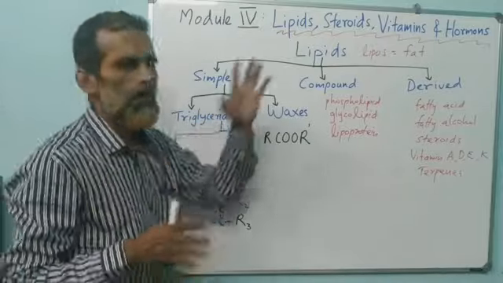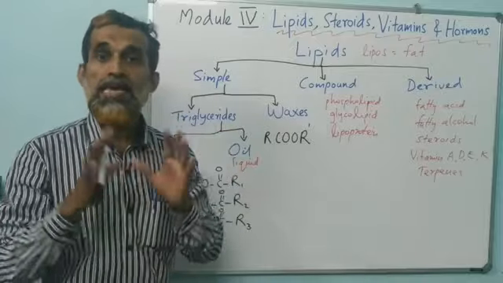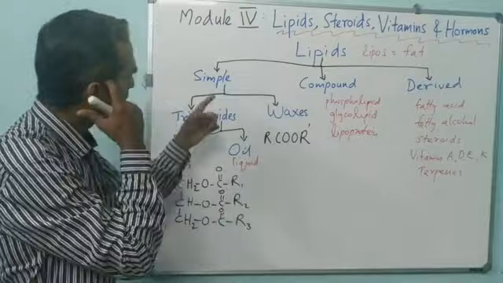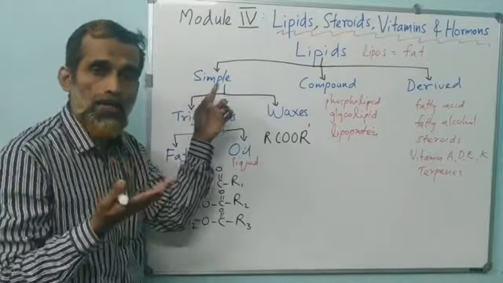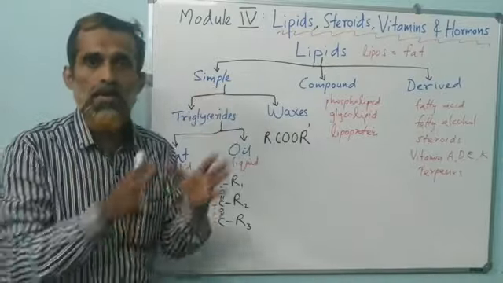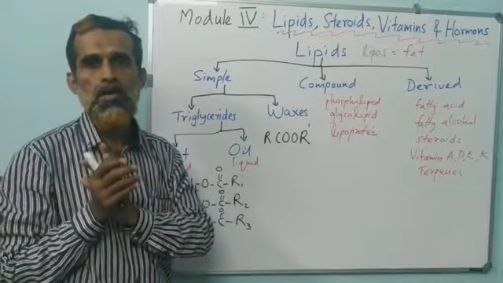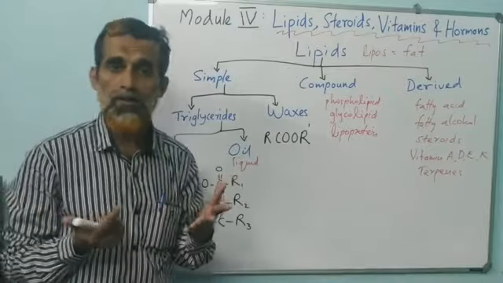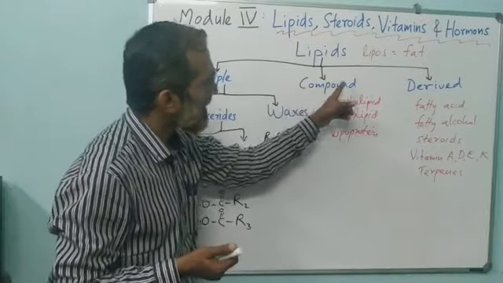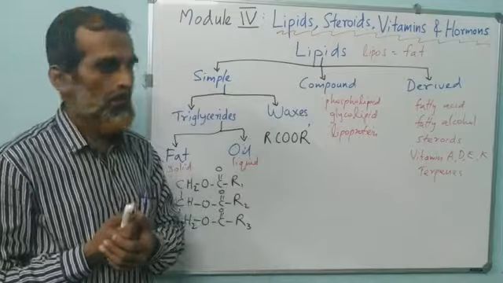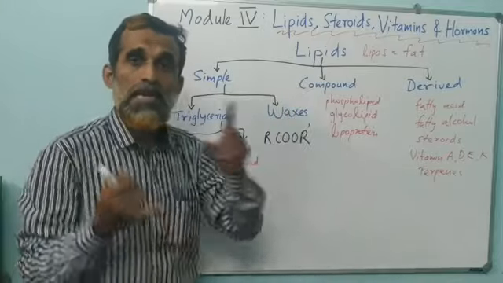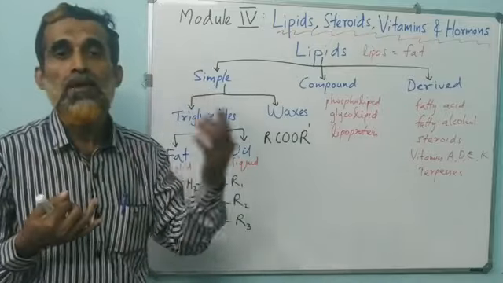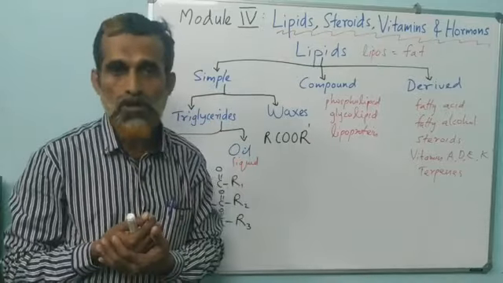See that lipids are mostly, generally, esters of carboxylic acid and alcohol. If on hydrolysis lipids give only carboxylic acid and alcohol, nothing else, then they are called simple lipid or homolipid. Whereas compound lipid, on hydrolysis, gives, in addition to carboxylic acid and alcohol, some other compounds also.